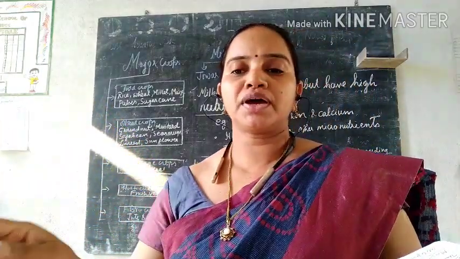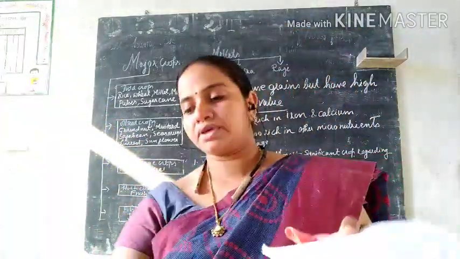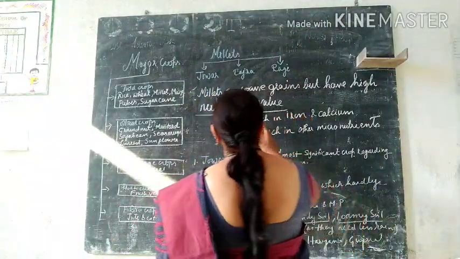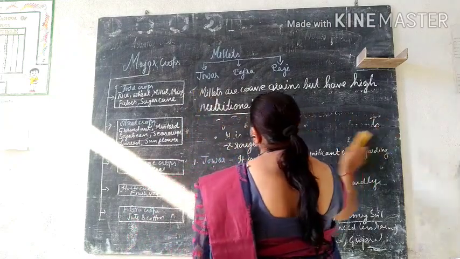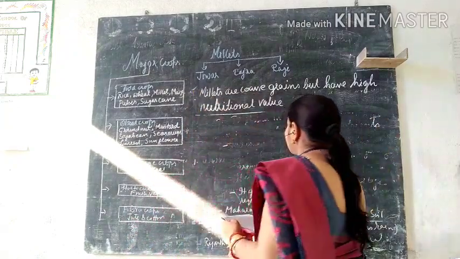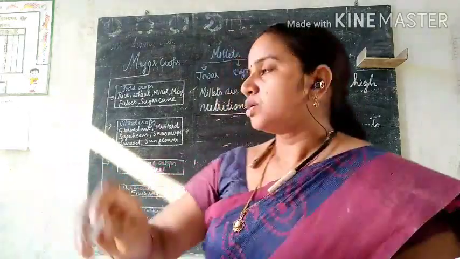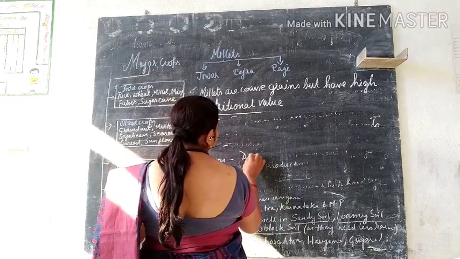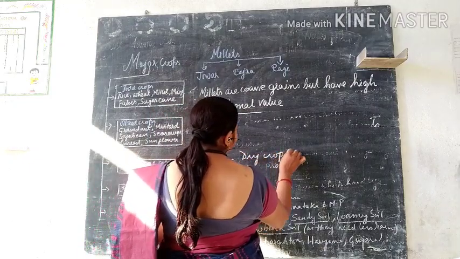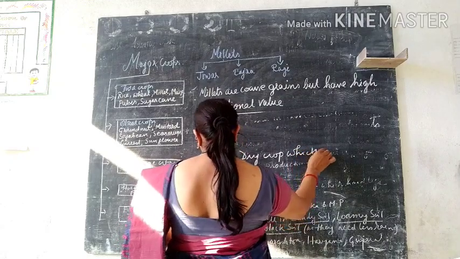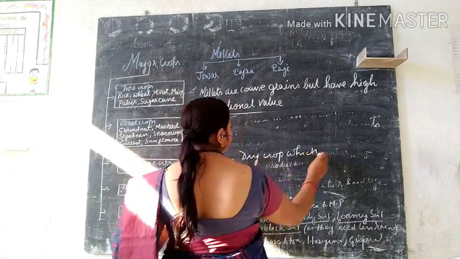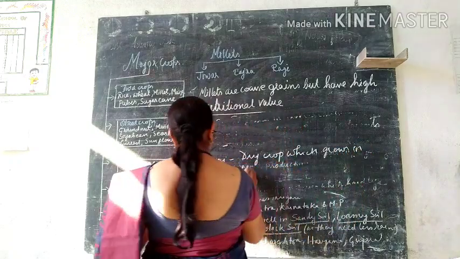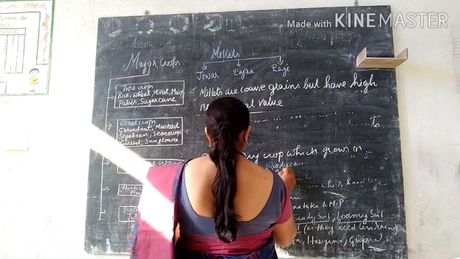The next one we have is ragi. So let's see what we have for ragi. It is also one of the crops grown in dry regions. Okay, so let's write down. What do we have in ragi? We will write down that it is a dry crop which grows in dry regions.